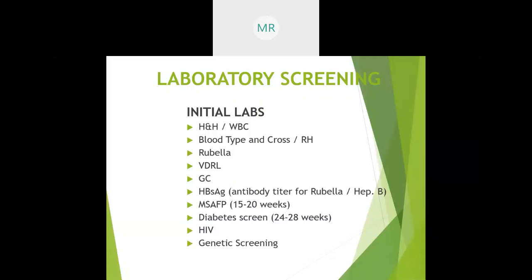So we risk, if she does test positive for gonorrhea, neonatal sepsis, preterm birth and blindness. So it's very important that we do these screenings. And with chlamydia, conjunctivitis and pneumonia in the newborn. So we need to get a baseline of her lab screening for syphilis, gonorrhea and chlamydia. Then we have antibody titer for rubella and hepatitis B.